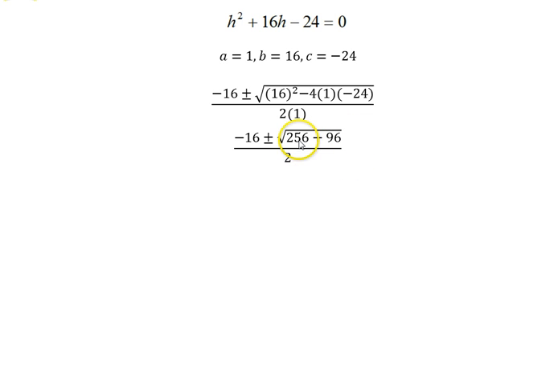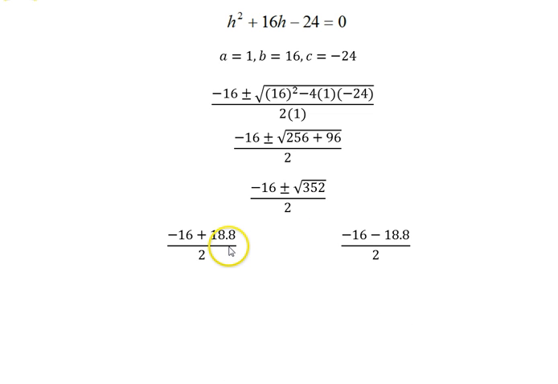Now we have the square root of 256 plus 96, so I'm going to add these two things together to find out what I need to take the square root of. I'll be taking the square root of 352, because 256 plus 96 is 352. I have no idea what the square root of 352 is, so I need a calculator. It turns out the square root of 352 is about 18.8. I'm rounding there, 18.8.